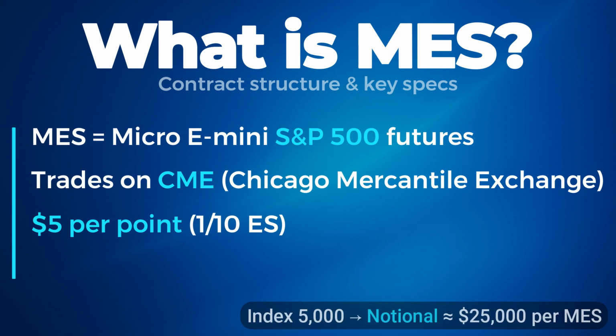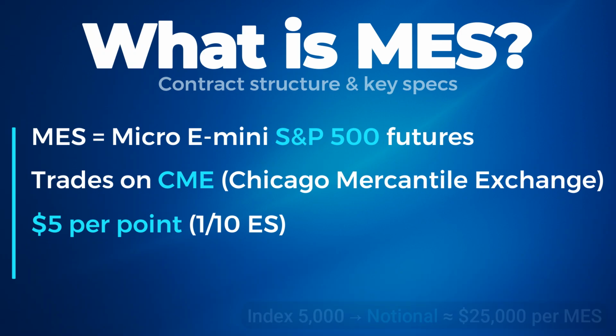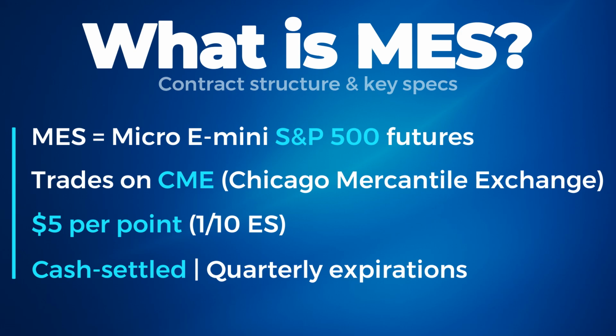When the index is 5,000, one MES contract controls roughly $25,000 notional value, and notional is the exposure you control. MES is cash settled, no physical delivery, and the primary expirations are quarterly: March, June, September, December.